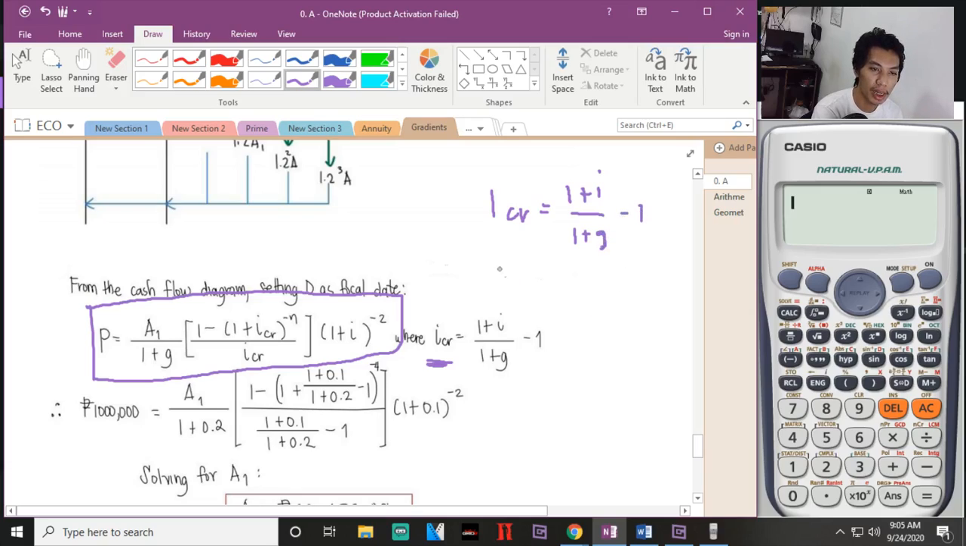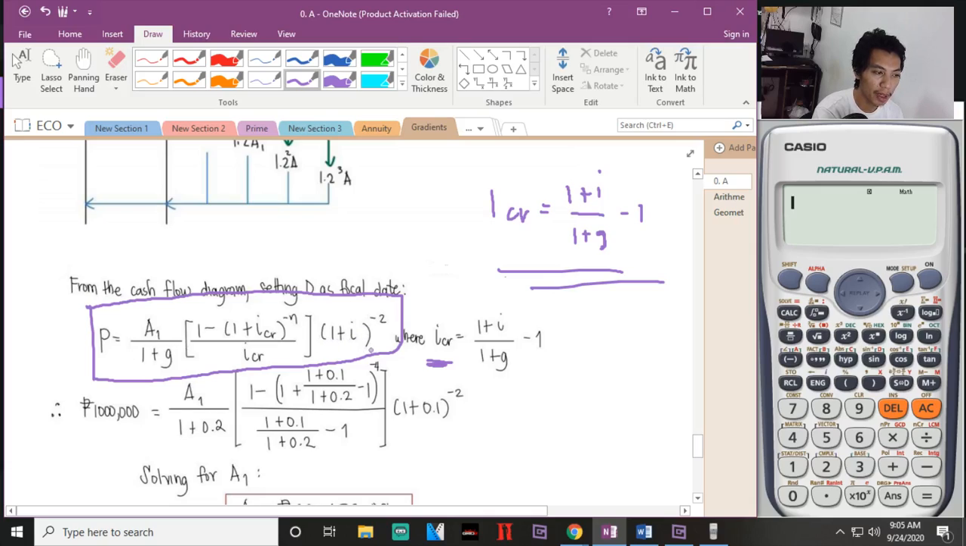1 plus g minus i. Ito na lang talaga gagamitin natin. Okay? Wala nang iba. Pero ganito pa rin naman yan. Simplify natin. Yung present worth natin is i pa rin naman. 1 plus g, i. Ito yung dalawa.